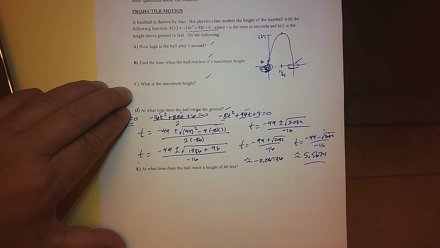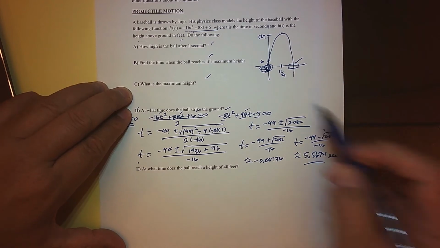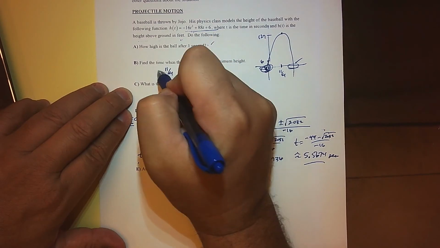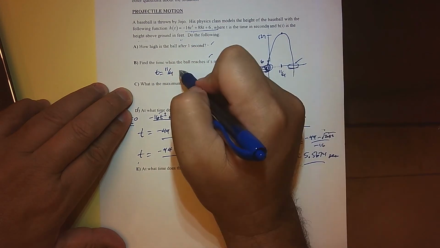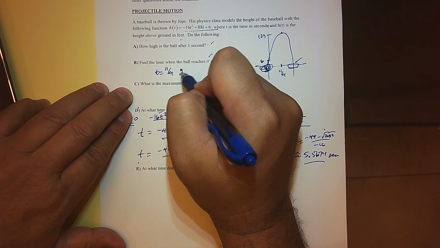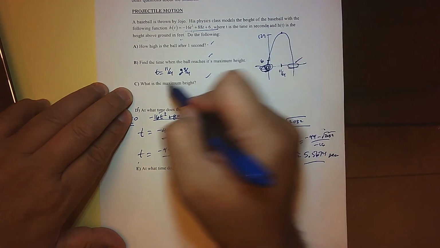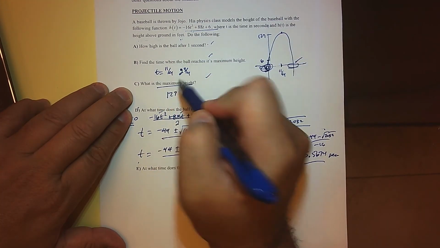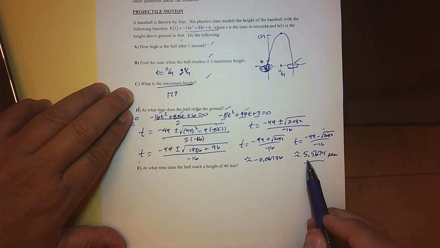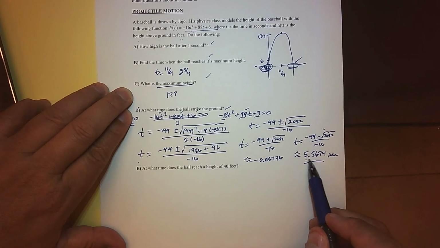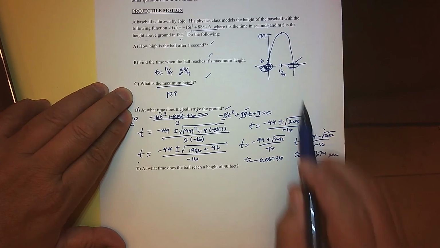So the ball is going to return to the ground at 5.5674 seconds. So we already know that it's going to reach its maximum height at t equals 11/4, or what we said is 2 3/4 seconds, and then its maximum height is 127, and then if we keep our timer going on to almost 5.5 seconds, that's when we expect the ball to hit the ground.